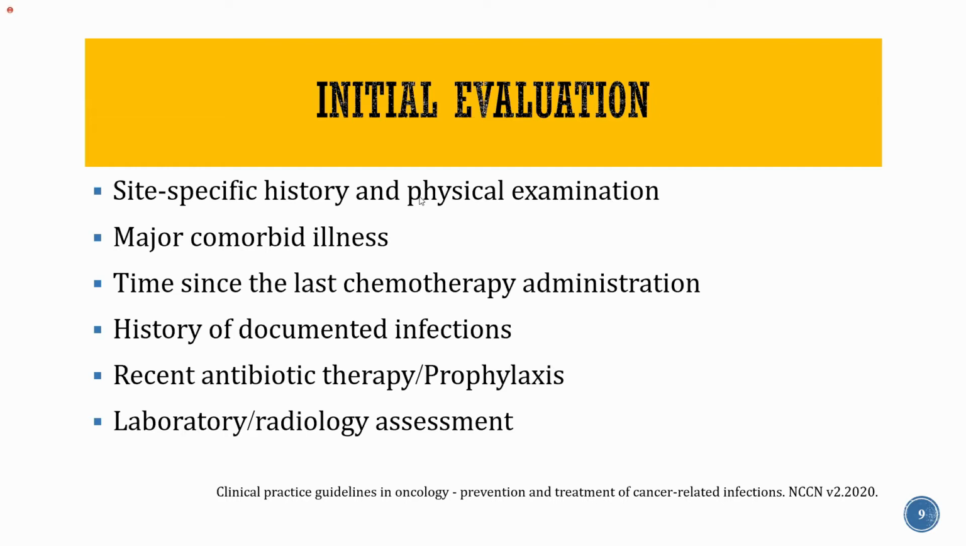But you obviously cannot wait for these lab results to come back before you start antibiotics. And you have to look at the history of documented infection. For example, a patient who has a history of ESBL, you obviously have to select a carbapenem up front as empirical antibiotics. And there's prior antibiotic therapy or prophylaxis. For example, a patient who has received quinolone prophylaxis is probably at risk of developing a resistant gram-positive infection. You might have to consider vancomycin for those kinds of patients.